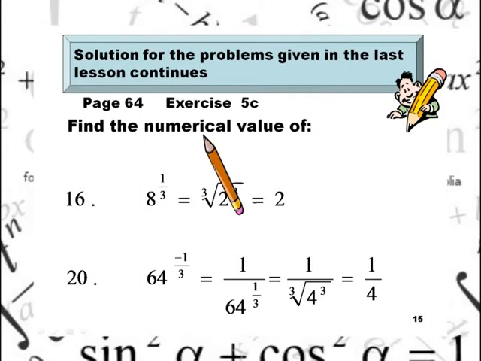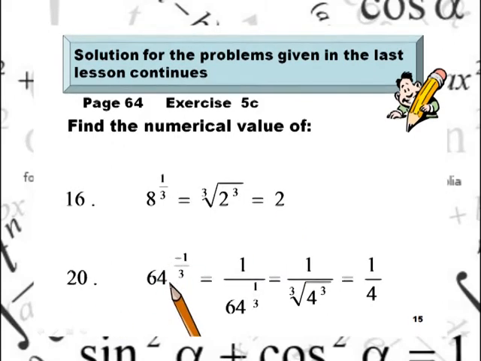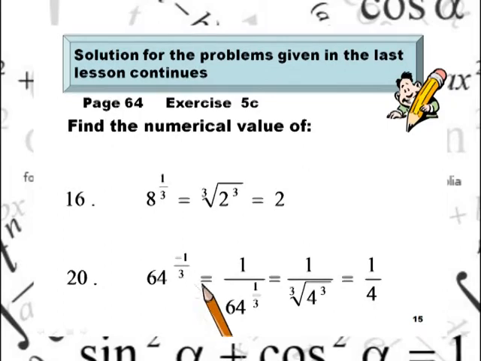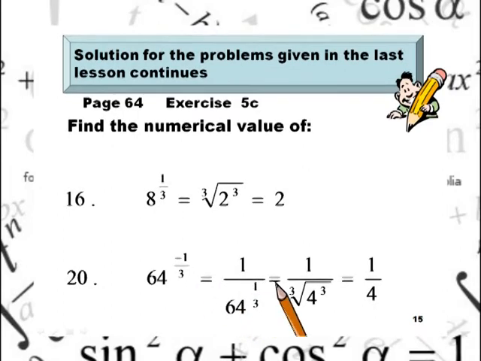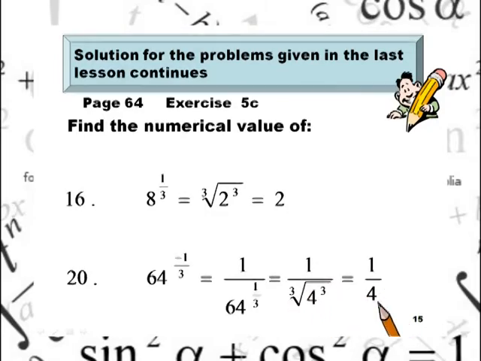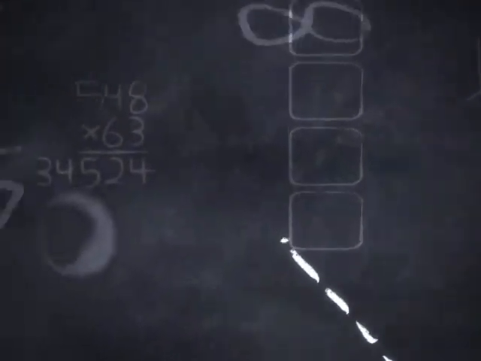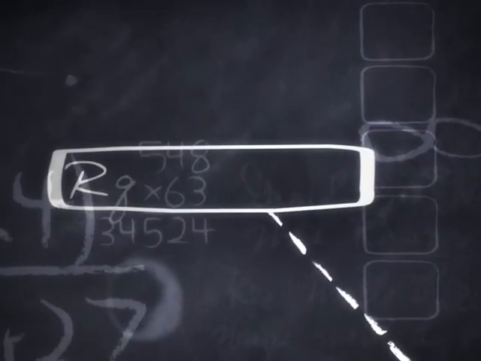Find the numerical value of 16. 8 to the 1/3 equals the cube root of 2 cubed, which is equal to 2. 20. 64 raised to the negative 1/3 equals 1 upon 64 to the 1/3 equals 1 upon the cube root of 4 cubed equals 1 upon 4.